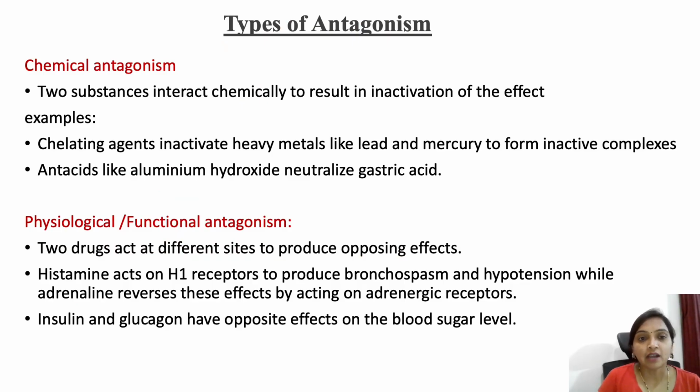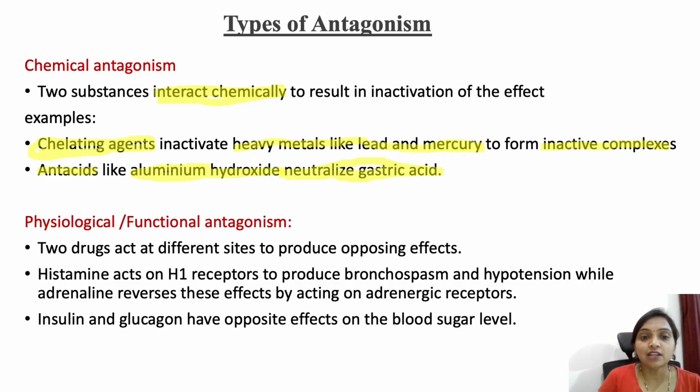Chemical antagonism, as the name suggests, means there will be some chemical reaction or interaction between two drugs resulting in inactivation. Examples for this are chelating agents, that is BAL, which is given in case of heavy metal poisoning like lead or mercury, and they form inactive compounds which are easily excreted from the body. Similarly, antacids, which are given in case of gastritis, will also neutralize the gastric acid by forming a compound. They contain aluminium hydroxide and they neutralize the gastric acid. So these are examples of chemical antagonism.